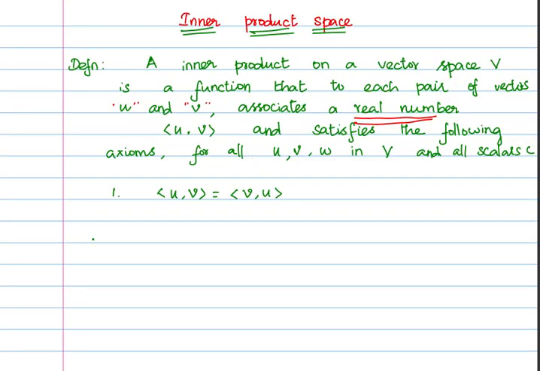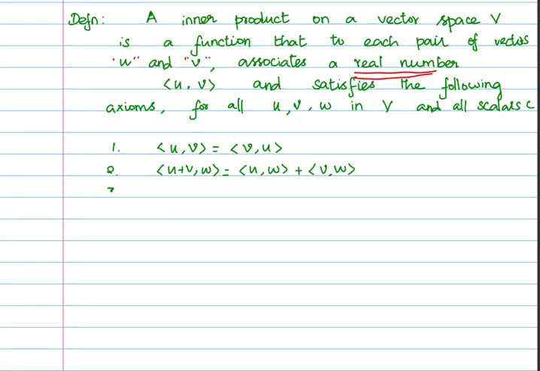Second condition is u plus v comma w equal to u comma w plus v comma w. So it is linear in the first component. Third one is homogeneity: C times u, because C is a scalar and u is a vector, comma w equal to C times the inner product of u comma w.